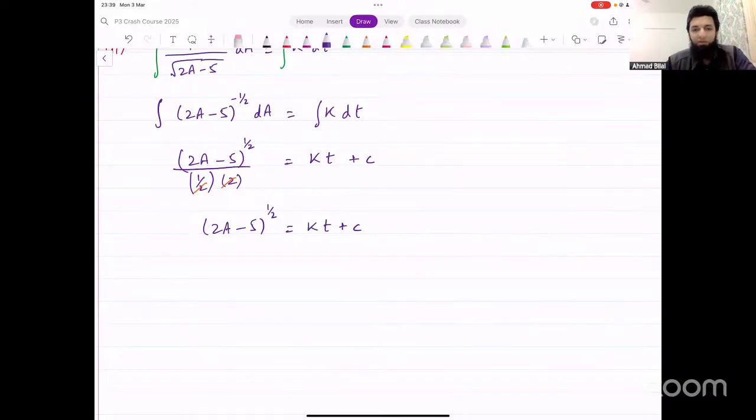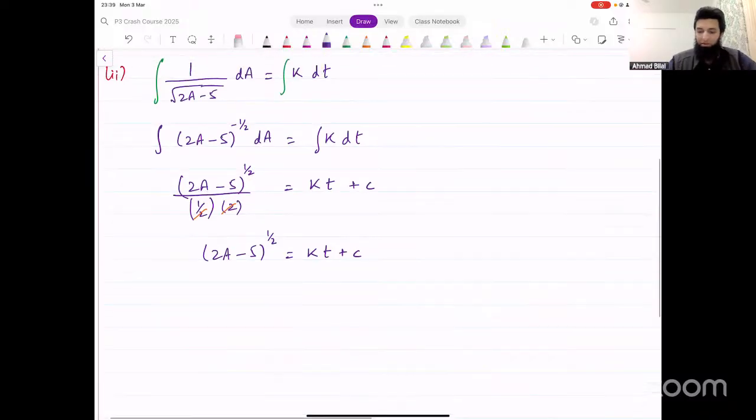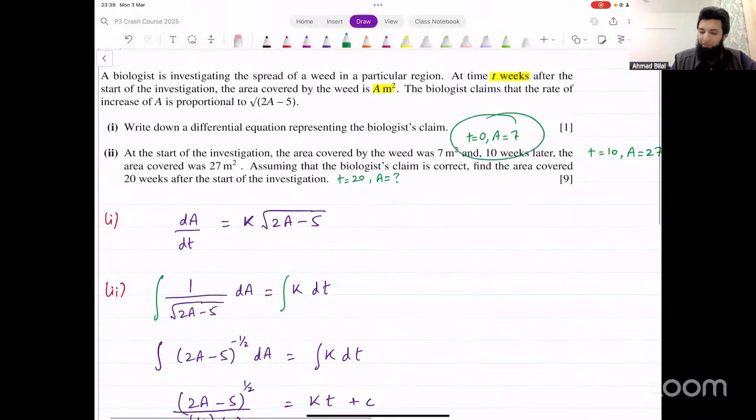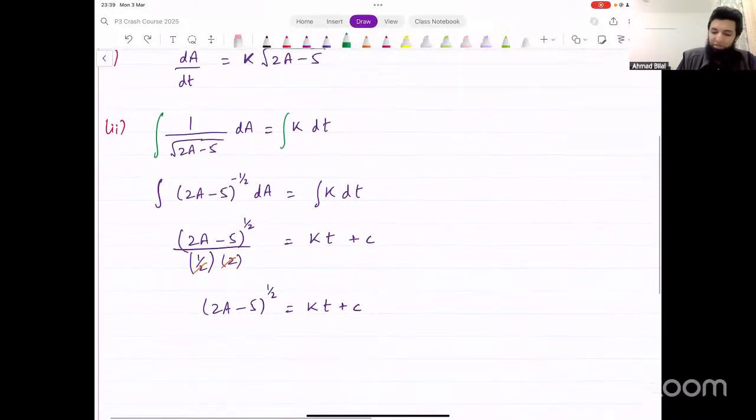Now what we can do is find the values of k and c. How do we find them? We have this 1 point given, t is equal to 0 and A equal to 7. Let's input that point.